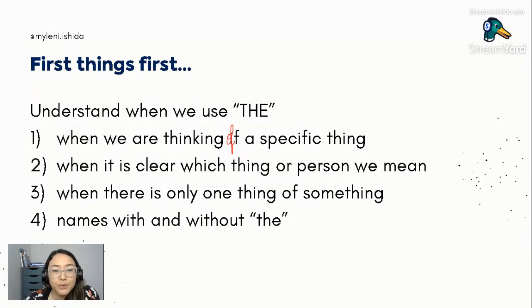The third situation, when there is only one thing of something in the world. For example, the sun. There is only one sun in the world, right? So there is only one in the world, so we say the, because it's specific. And then when we use it with names of countries, for example, the United States. You have to use the definite article with the United States, like all the time. And this is a typical mistake of the students as well, right?